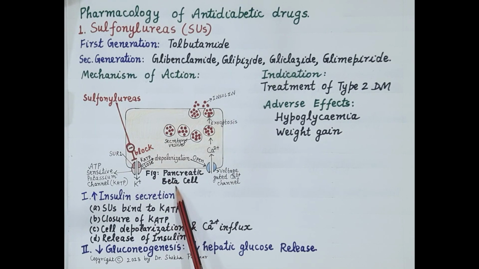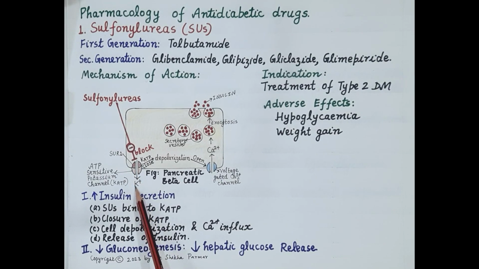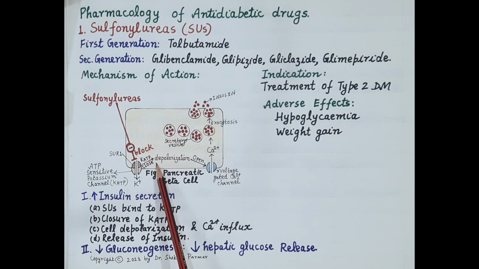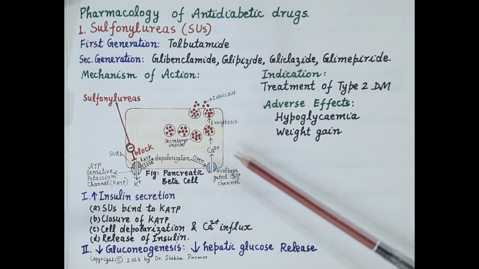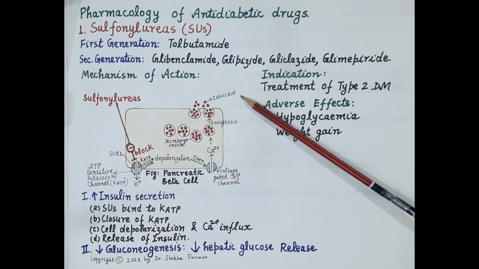Now, look at this figure of pancreatic beta cell explaining mechanism of action of sulfonylureas. Now, sulfonylureas bind to sulfonylurea receptors, that is SUR1, located on ATP sensitive potassium channels. This closes ATP sensitive potassium channels and prevents movement of potassium ions outside the cell. So, potassium accumulates in the cell and this leads to cell depolarization. Further, it causes influx of calcium, exocytosis and release of insulin.